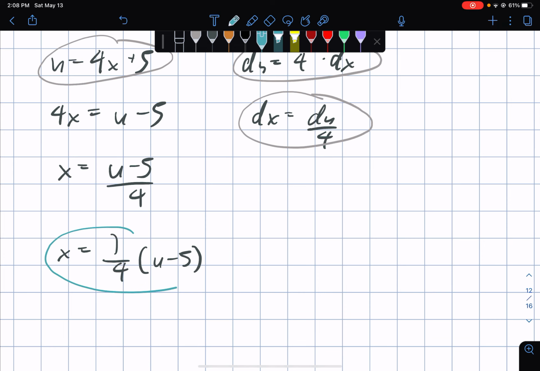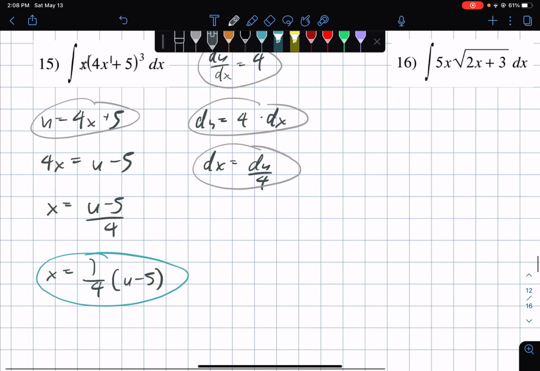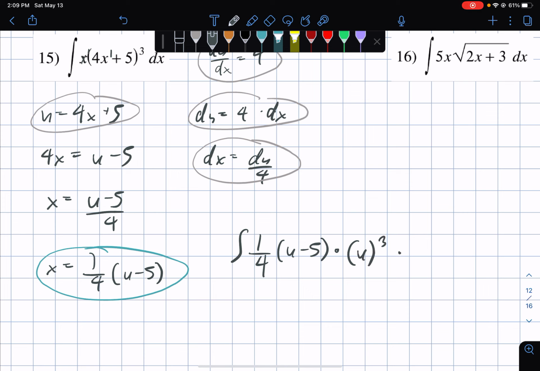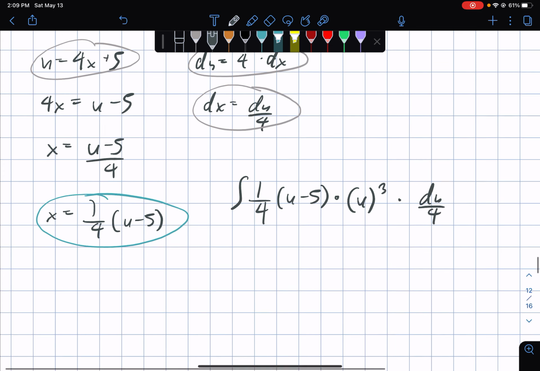So now that we've found what x is in terms of u, let's solve. We copy this. That's going to be 1 over 4 times the quantity u minus 5, and then times this one, which is basically u, raised to 3. And then times dx. dx is equal to du over 4.